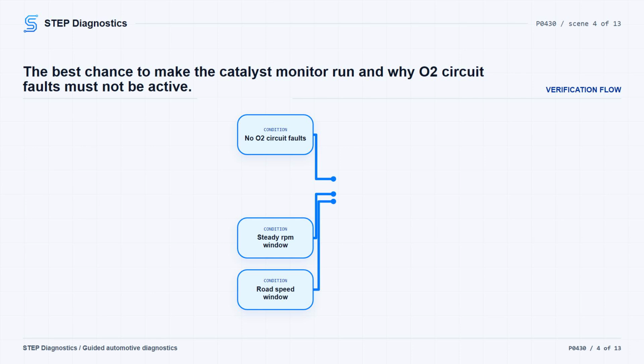The monitor has several operating windows, but the best chance to run it is with engine temperature above 70 degrees C, 158 degrees F, engine speed between approximately 1,000 RPM and 3,000 RPM, and vehicle speed between 20 mph and 85 mph under moderate engine load. Also, no other O2 sensor circuit faults should be active for this monitor path.